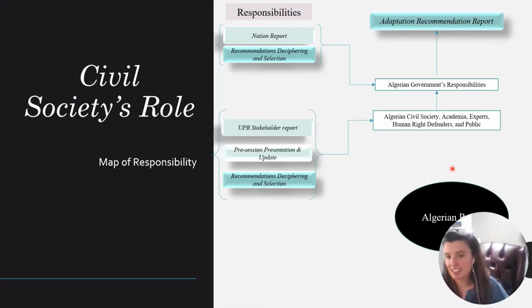And you'll also notice that I keep putting in there academia, experts, human rights defenders, and public, because this is not limited to civil society. It's not about having an organization. Academia is more than capable, and in fact, to be honest, I think this is the missing portion. At certain points, we no longer can work with just activists. We need intellectuals. We need academia. So that's the portion.